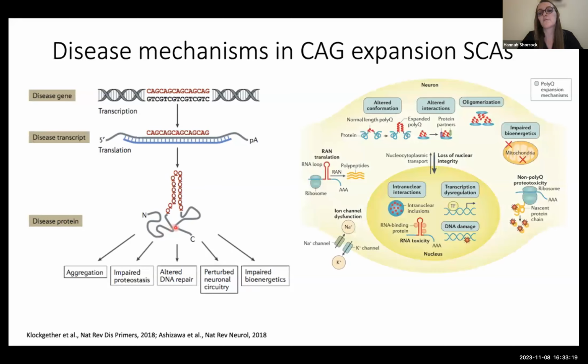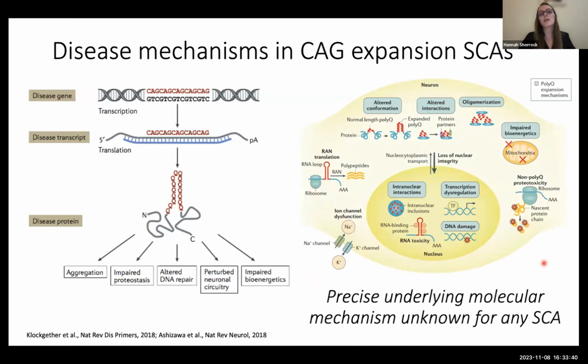And we can look at this in a different way as well. So here you can see the polyglutamine protein aggregation. But as I said, there's a variety of other cellular pathways affected, including ion channel dysfunction, disruption of membrane conductance, transcriptional dysregulation, DNA damage, and a variety of other nuclear processes as well. Now, despite knowing that a large array of cellular pathways are particularly affected in the CAG SCAs, the precise underlying molecular mechanism is unknown for any spinocerebellar ataxia.